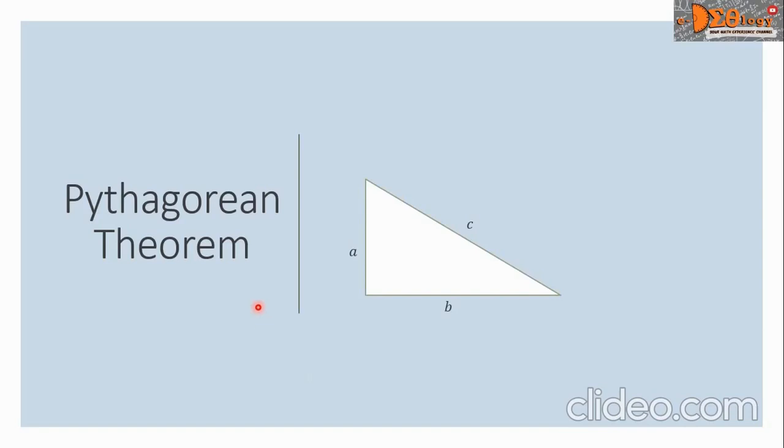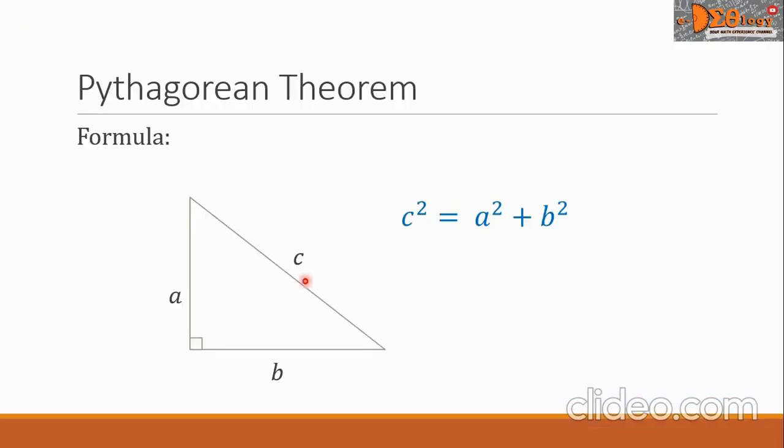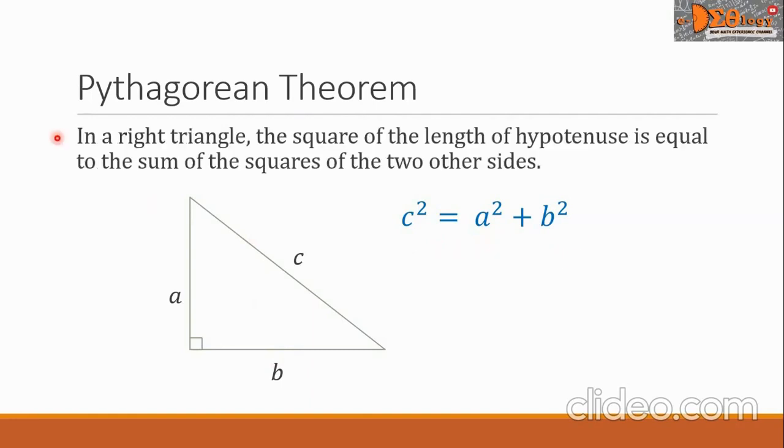Let us go now to Pythagorean Theorem. Given the right triangle, the formula for the Pythagorean Theorem is c square equals a square plus b square. In words, in a right triangle, the square of the length of hypotenuse is equal to the sum of the squares of the two other sides.